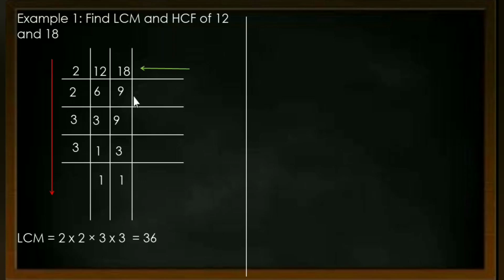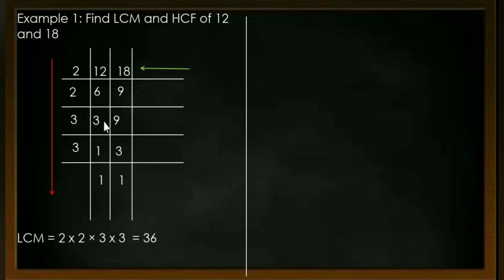Looking at this next row, does this 2 divide the numbers which are 6 and 9 without remainder? The answer is no. Yes, 2 divided 6 without remainder to give us 3, but 2 could not divide 9, hence the reason why we wrote 9 here. So in considering HCF, this row is not an option for consideration. We move to the next row.